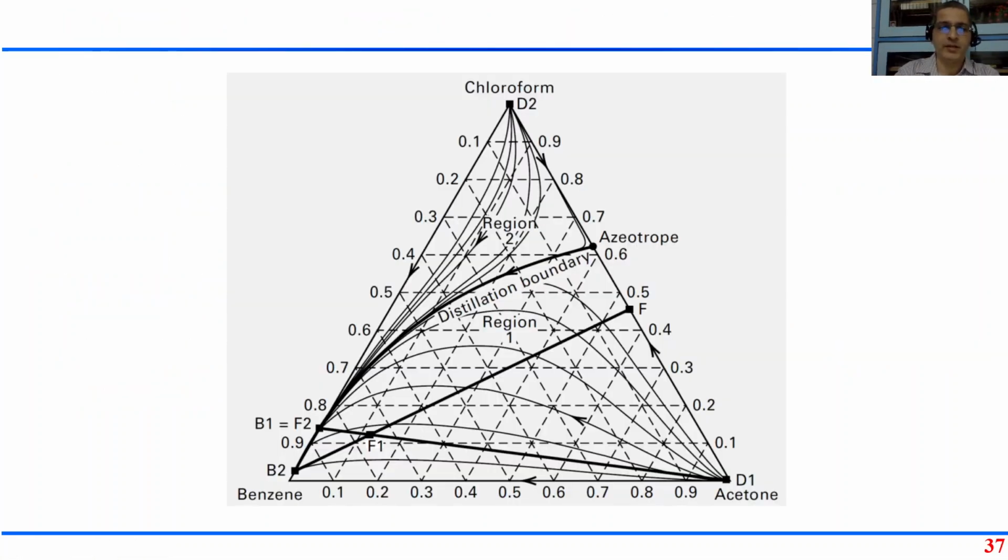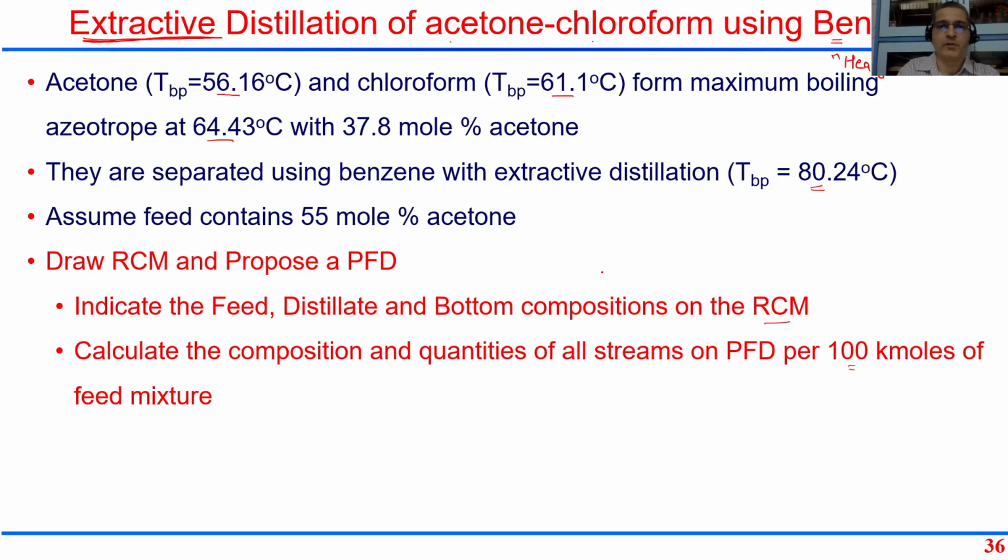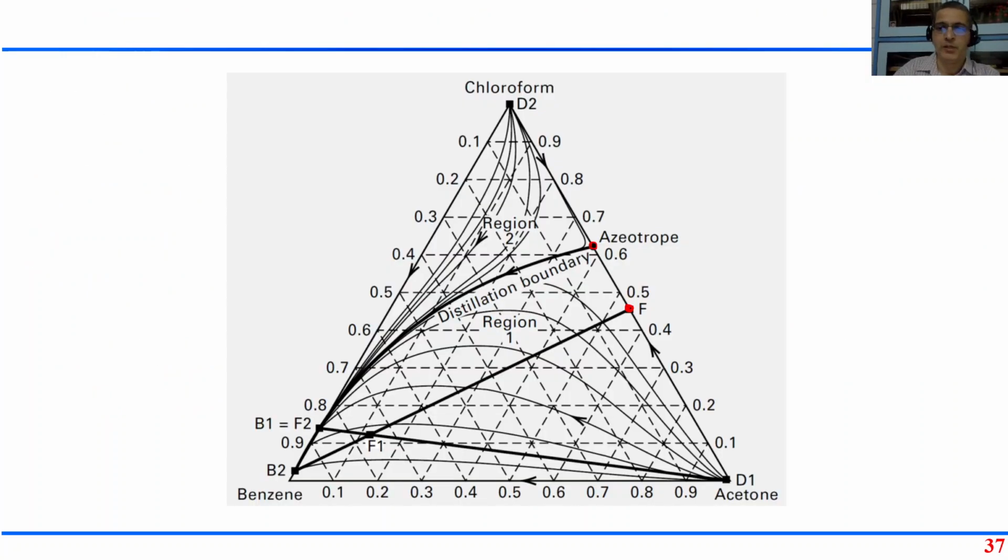Okay, so here is the ternary diagram: acetone, chloroform and benzene. This is the azeotrope, this is the feed, let's say around 50% or 45%, whatever it was. Let's say the feed contains 55 mole percent acetone. So 55 mole percent acetone, 45 mole percent chloroform. Right. This is a distillation boundary. Remember our residue curve maps. This is a distillation boundary.